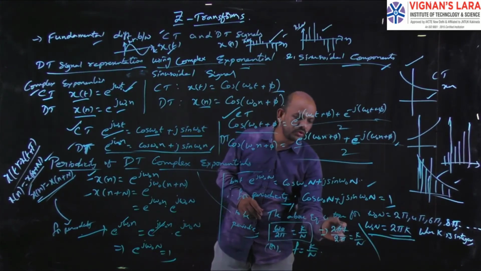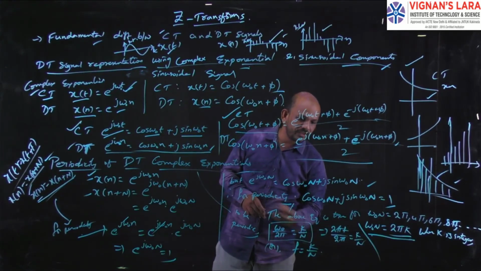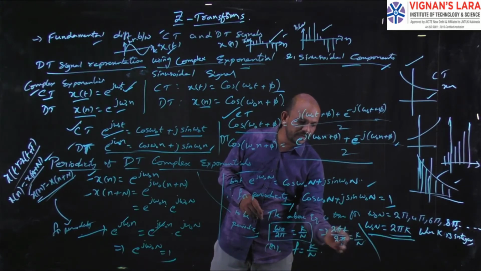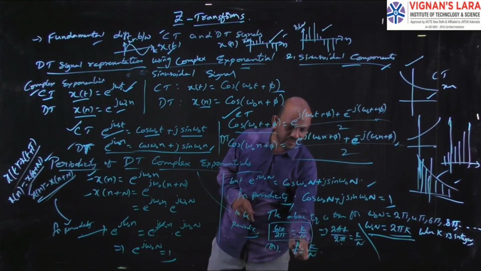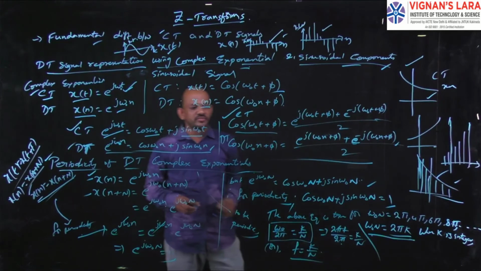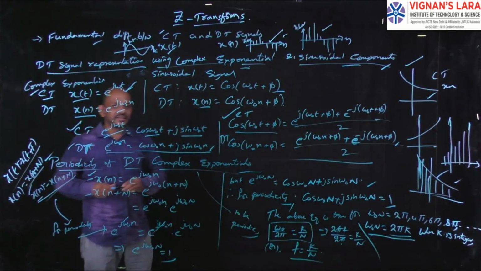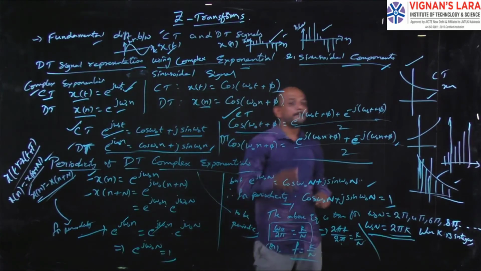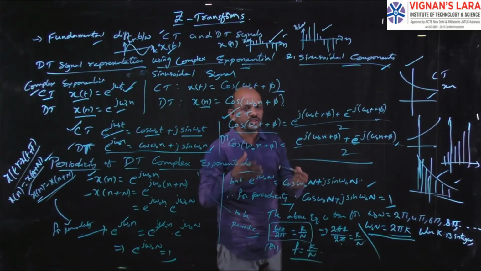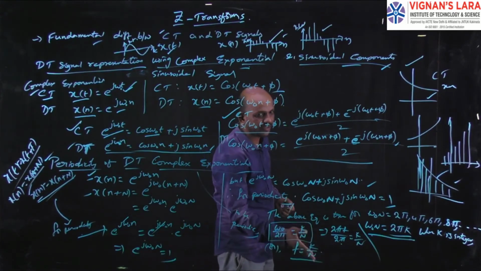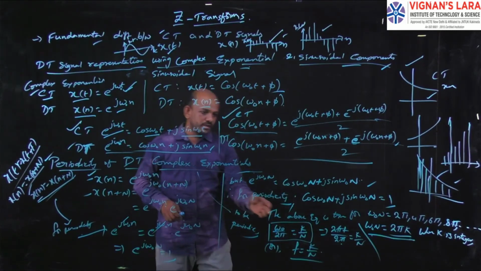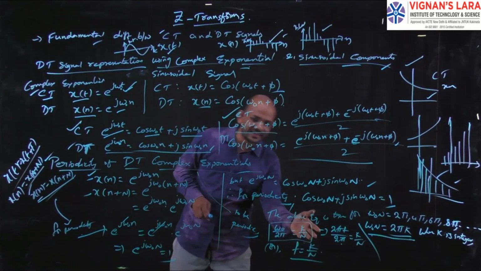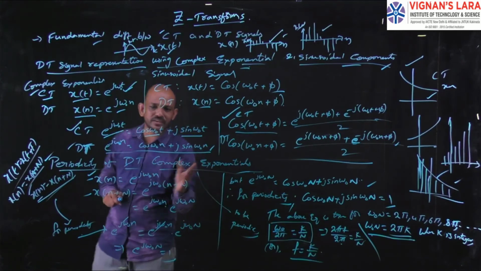We know the value of omega naught is 2 pi f. So 2 pi f divided by 2 pi equal to k by n. The 2 pi cancel, so f equal to k by n. Or simply, if the frequency is a rational number, then I can say the discrete time complex exponential signal is periodic. A rational number is nothing but a ratio of two integers. Here f equal to k by n, where k is an integer and n is the period. If f equals k by n, then this is periodic.